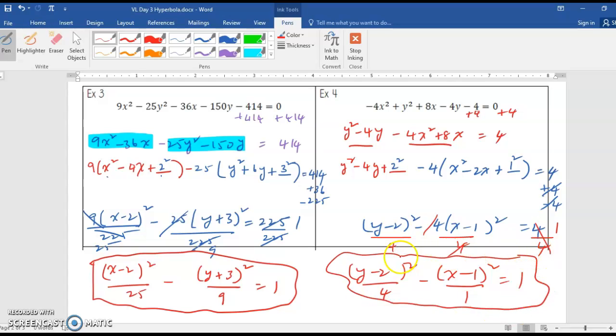Okay, so this is it, my dears. This is how you convert standard form into vertex form for a hyperbola. Just be careful about the negatives. That's it. Alright, you take care.